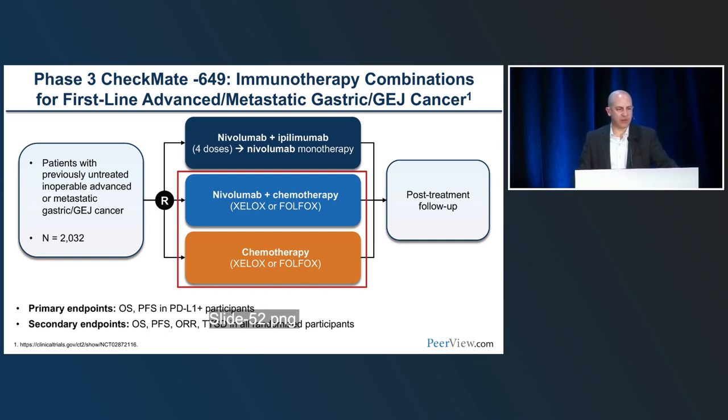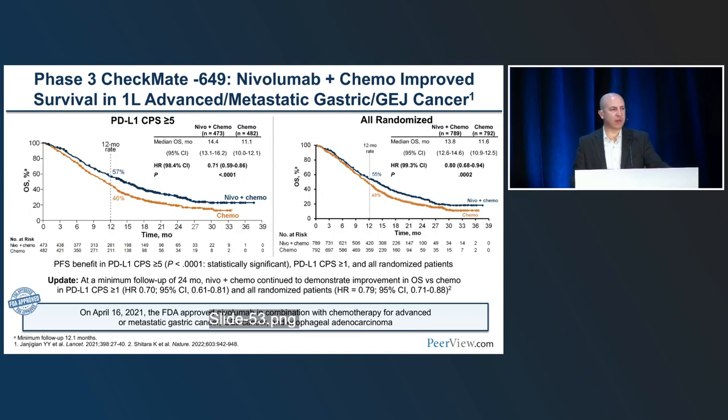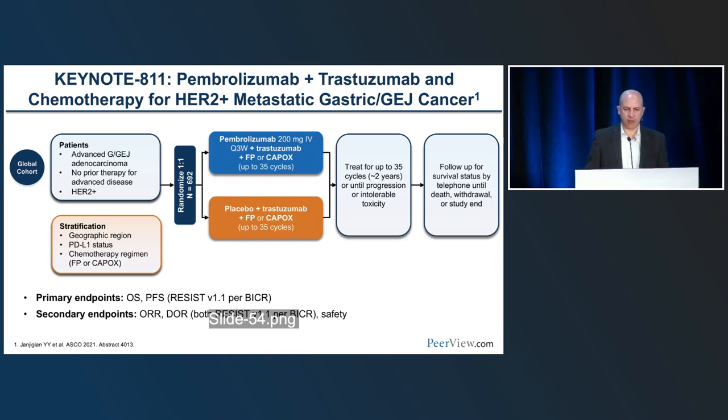Chemotherapy alone, which is the standard of care for a while, which has been FOLFOX or CAPOX, versus the addition of nivolumab to chemotherapy. And the primary endpoint of this study was met, and it showed an overall survival improvement from 11.1 months to 14.4 months, which met statistical significance. And they basically approved the drug for anybody with gastric cancer based on the fact that they met their secondary endpoint.